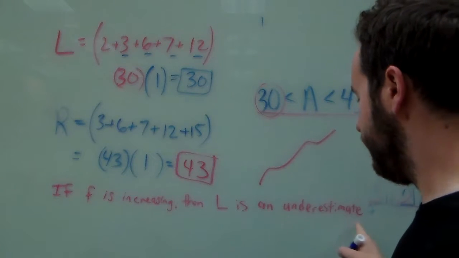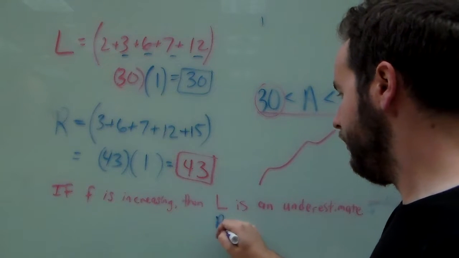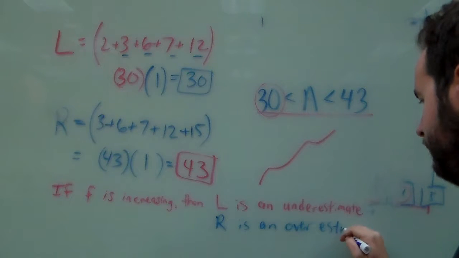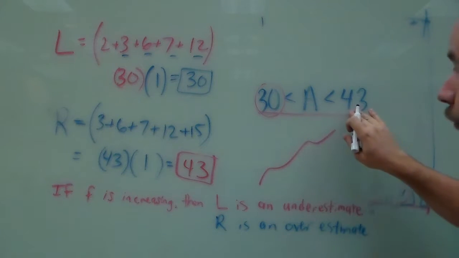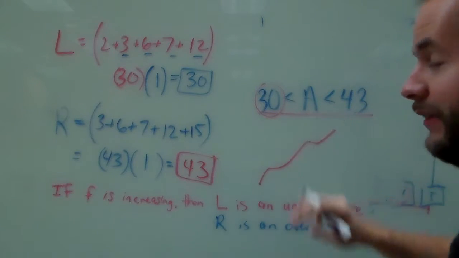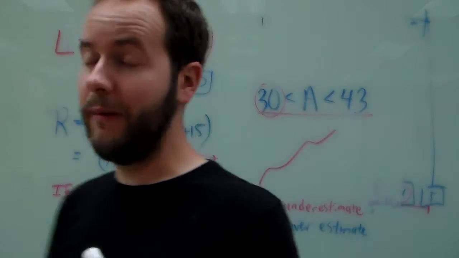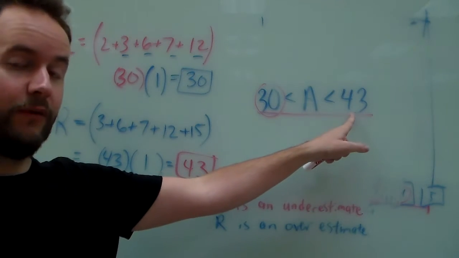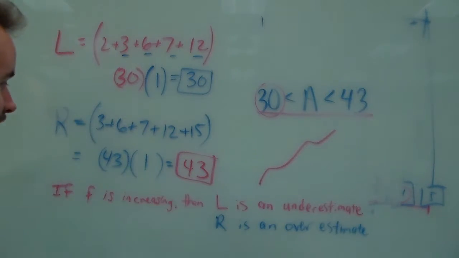And if the left-hand approximation is an underestimate, R is an overestimate. Like I said, 43 is a bit kind of large. We probably expect the area to be somewhere between 30 and 43, maybe around 35, 36, 37. So with that in mind, the right-hand approximation method that we used gave us an overestimate. Now, that's if f is increasing.